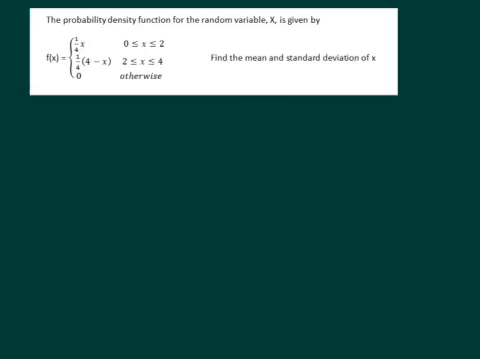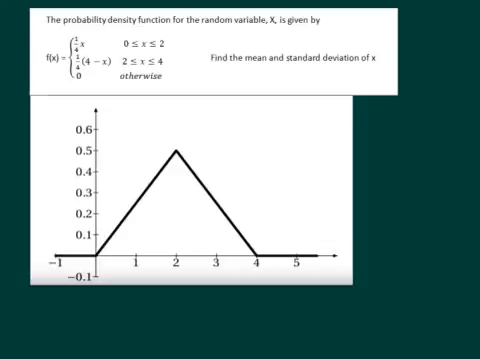So now let's look at this example. Again, I've got to work out the mean and standard deviation, but this time the probability density function is in two sections. So we can integrate each bit separately, but there is a slightly quicker way which involves a little bit less work, and that's to look at the graph of this function. So the graph of the function looks like this. So we can see straight away by symmetry that the expected value of this is going to be 2. So the expected value of x equals 2. However, there's no equivalent shortcut to work out the standard deviation, so we're going to need to do the integration.